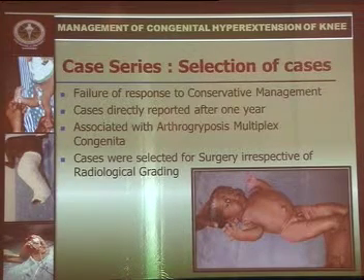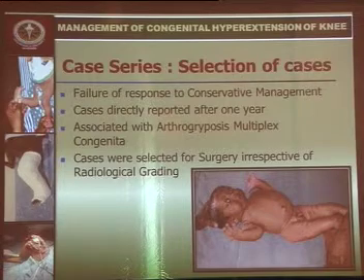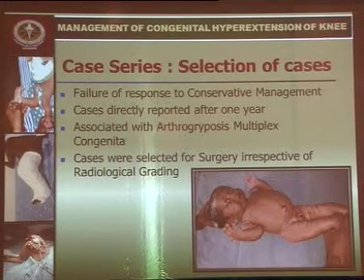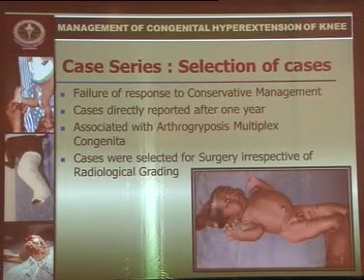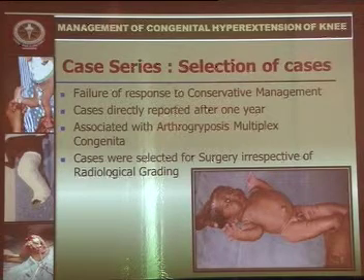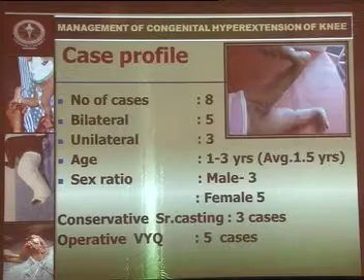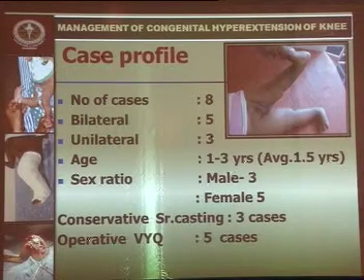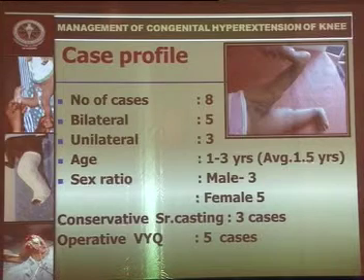Now this is my series which I have done at Mithar when I was there. Failure of response to conservative management, we have taken for surgeries; cases directly reported after 1 year, associated with arthrogryposis multiplex congenita. As you know, it is very difficult to treat any deformity in AMC. Cases were selected for surgery irrespective of the radiological grading. Case profile: we have conducted 8 operations, bilateral 5, unilateral 3, age 1 to 3 years, average 1.5 years, sex ratio male 3, female 5.